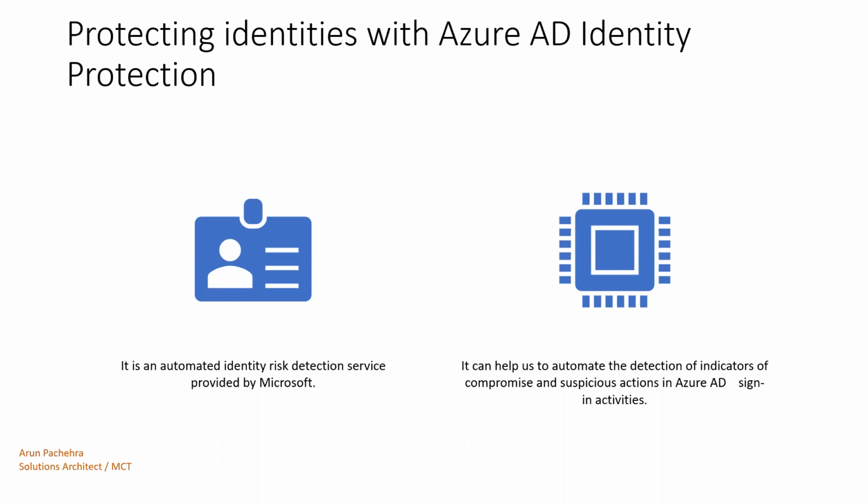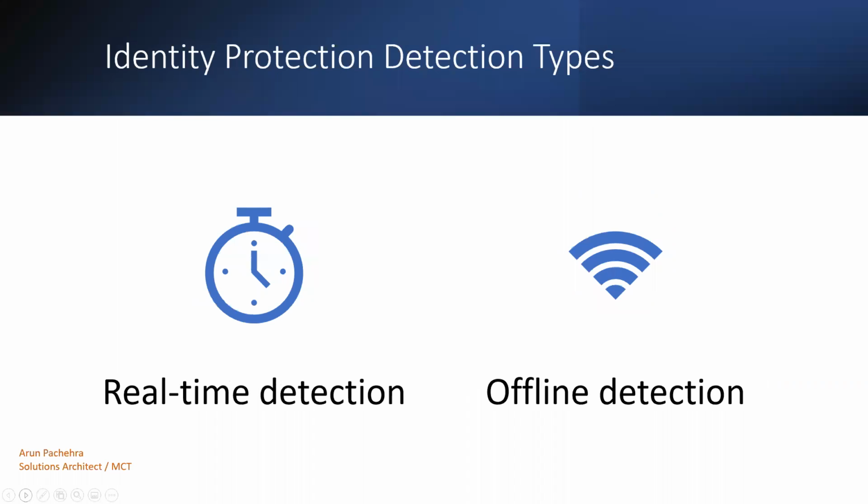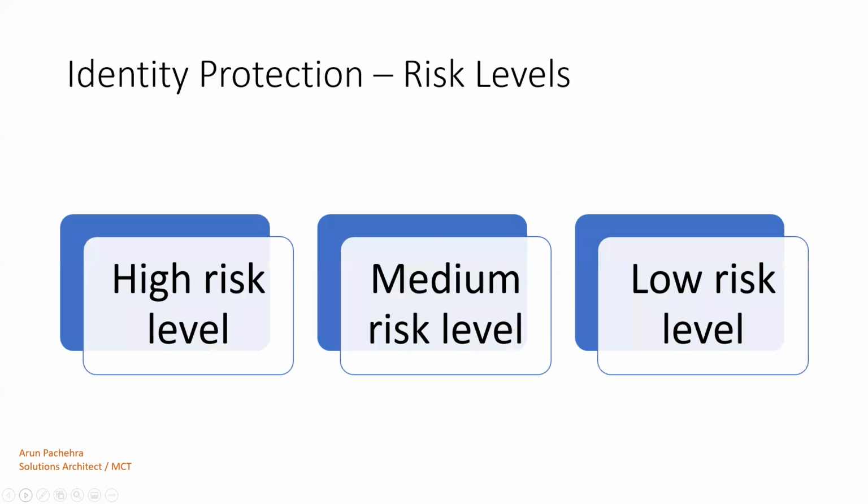So as of now, we have seen Azure AD Identity Protection is an advanced feature. We need a P2 license for this. It is an automated identity risk detection service. We can also automate the reaction, and investigation analysis can be done as well. And we have two kinds of risk, user and sign-in risk. We have two kinds of detection types, real-time detection and offline detection. Now it's time to understand the risk levels.